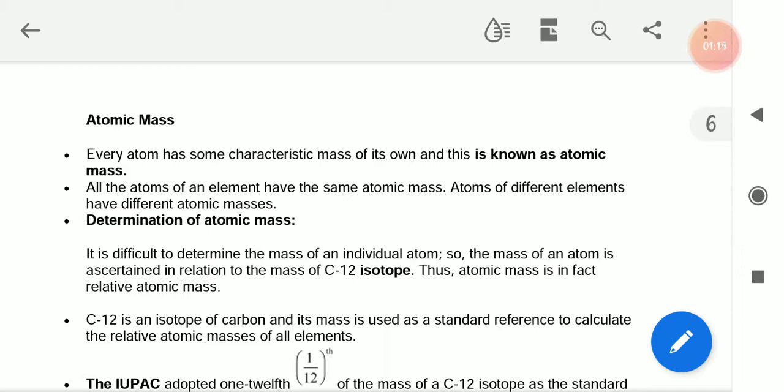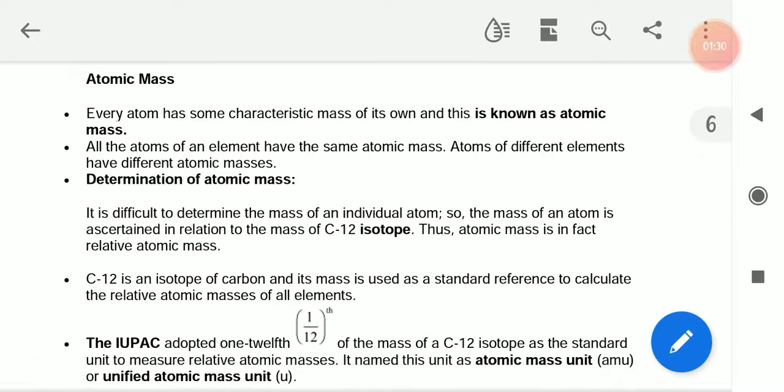Now, definitions. Atomic mass. Every atom has some characteristics, a mass of its own, which is known as atomic mass. All the atoms of an element have the same atomic mass. Atoms of different elements have different atomic masses. It is difficult to determine the mass of an individual atom, so the mass of an atom is ascertained in relation to the mass of the C12 isotope. That is atomic mass, in fact, relative atomic mass.